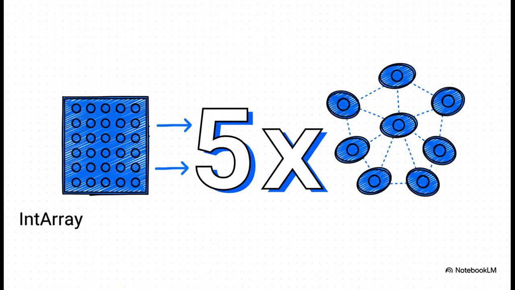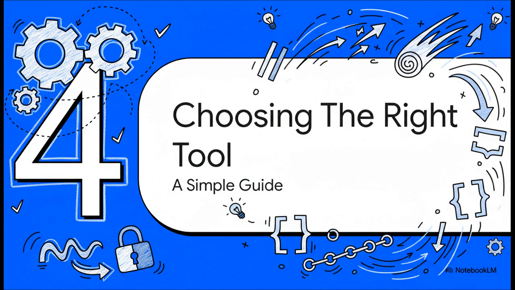But the speed is only half the story. The memory savings are even more mind-blowing. Because it avoids all those wrapper objects, an IntArray uses 5 times less memory than a List<Int> for the exact same data. 5 times. When you're dealing with huge datasets, that can be the difference between your app running smoothly and just crashing. Phew. Okay, we've covered equality, mutability, performance.